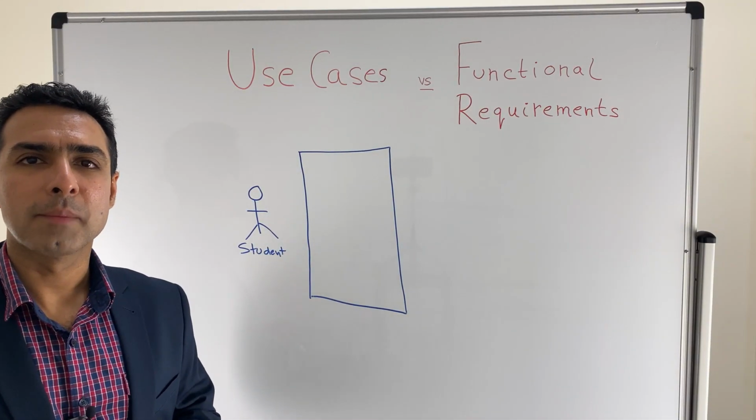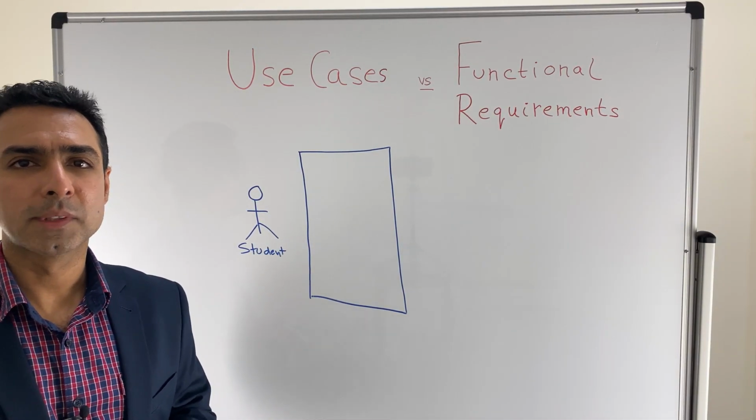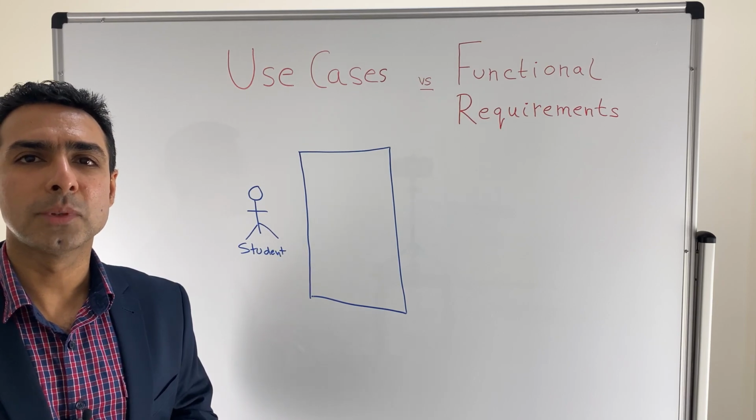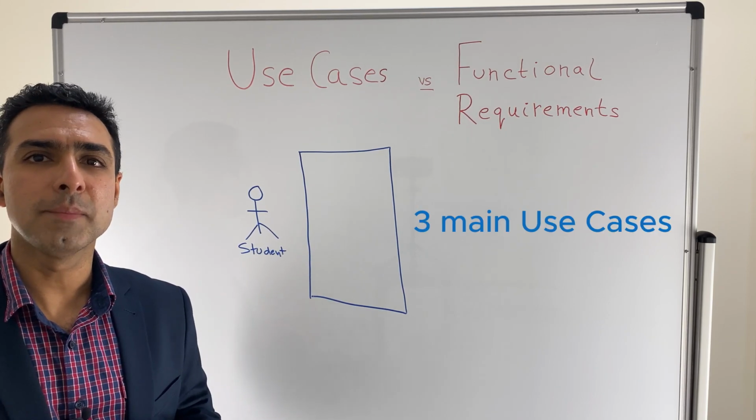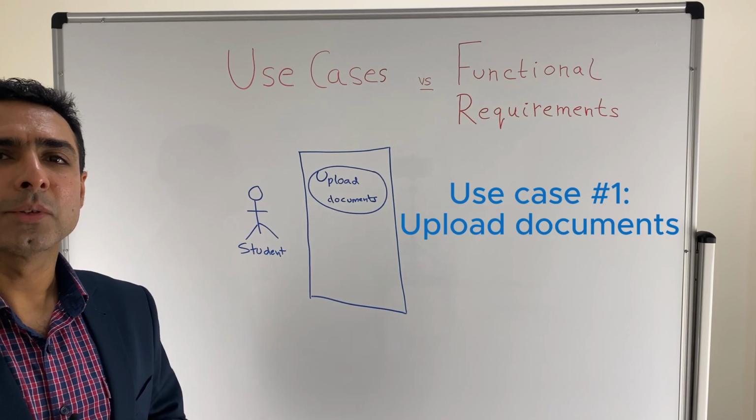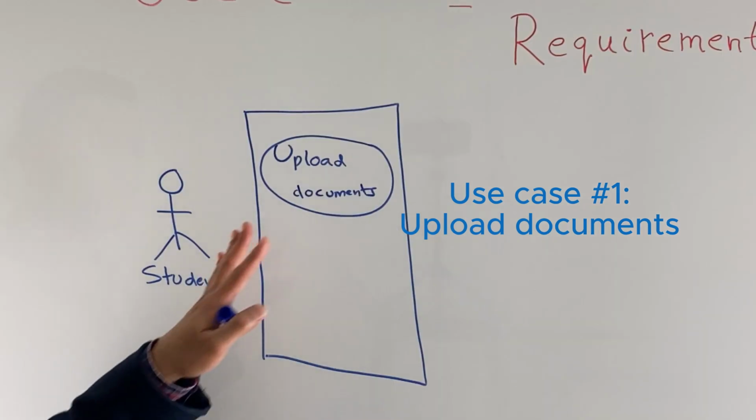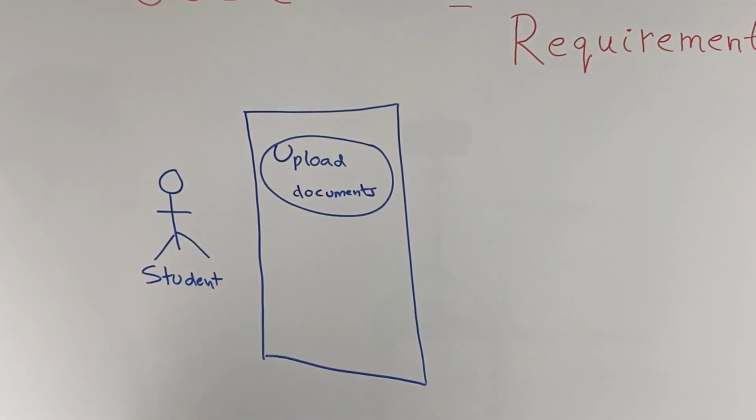Let's say in your requirement sessions or your workshops or interviews with stakeholders, you understand that a student uses the student portal system for three main uses. Let's say the student uses the student portal system to upload certain documents, such as their school semester reports, any other certification records they have, a driving license if they have one, so on and so forth. Now that's a use case for the student in this student portal system.